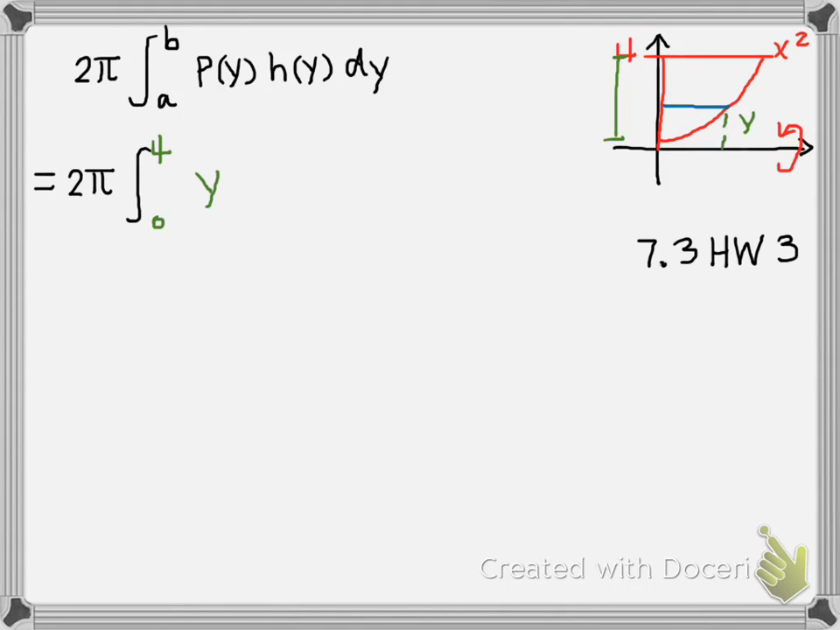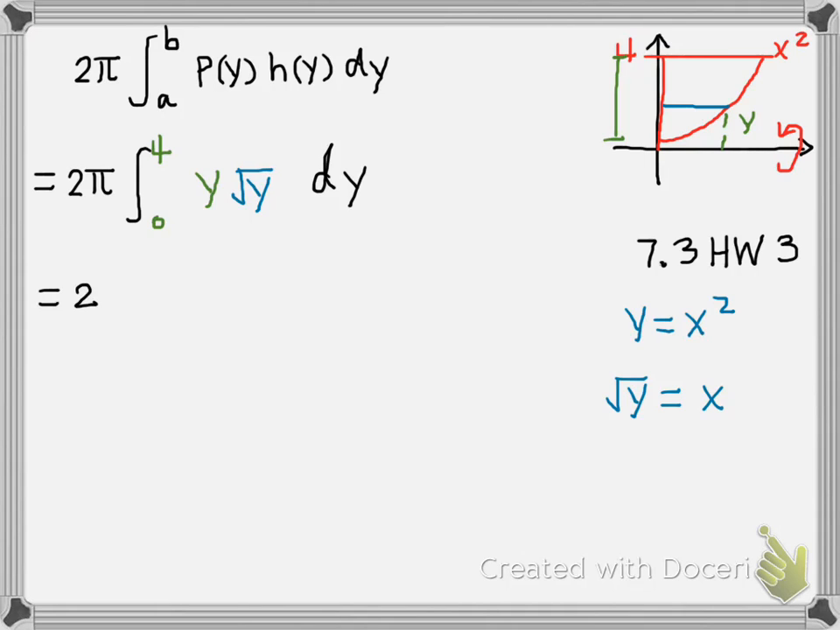h of y is the height, or the length, of that blue line. And it's from x equals 0 to the curve y equals x squared. Now, because we are doing dy, we need to express it as x equals square root of y. So h of y is just square root of y, then dy. Now this is the integral that we set up. Then we need to evaluate this definite integral.